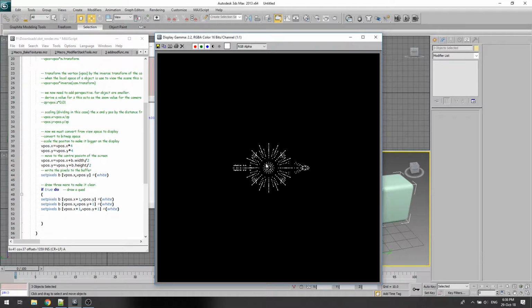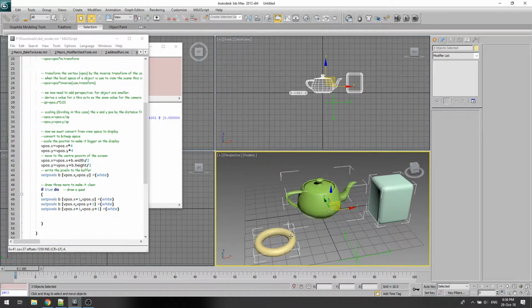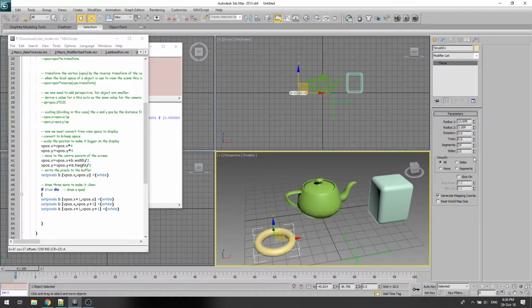So there we have our teapot, but where is our box and where is our torus? So let's have a look and see if we can identify these. I'm just going to take this torus and scale it up a little bit. Technically I'm not scaling, technically I'm changing the geometry. So let's be clear, not scaling it, I'm making it a bigger object.